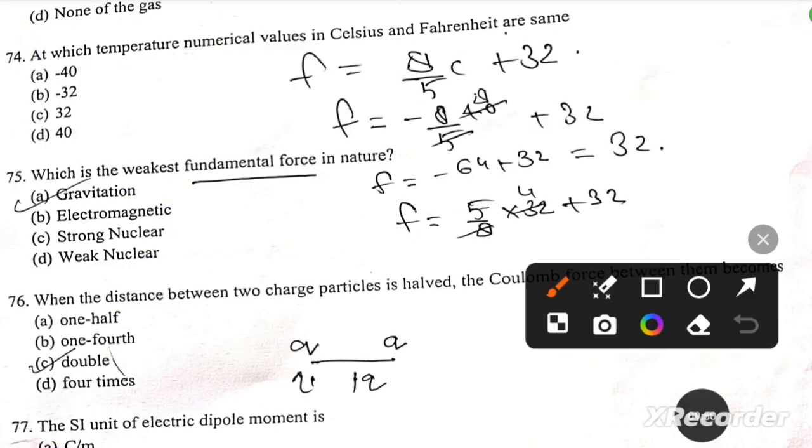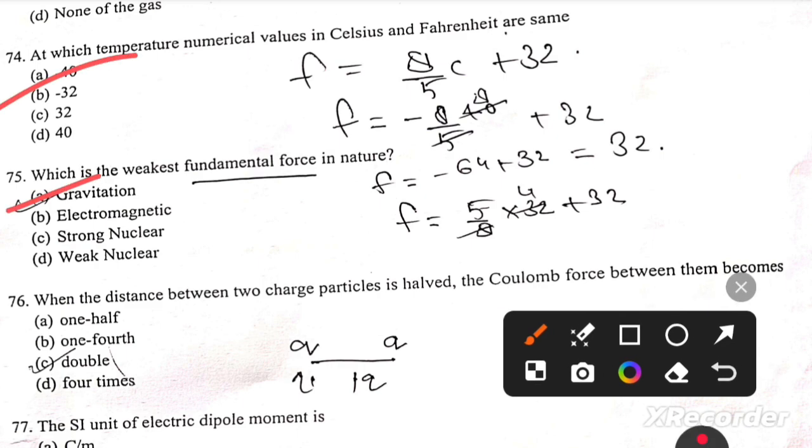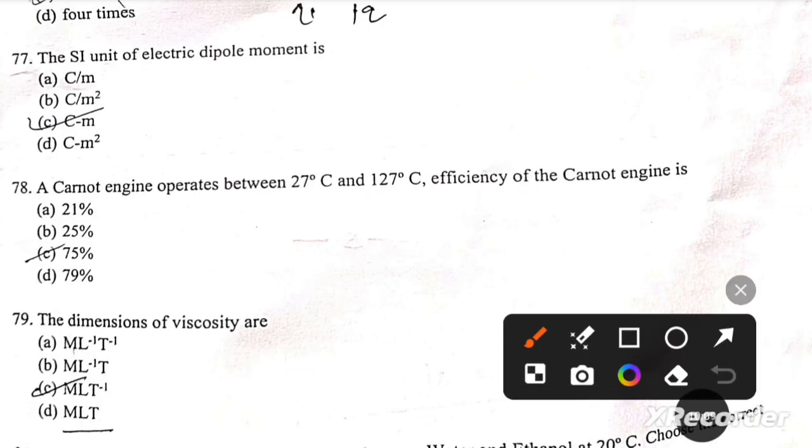Then question number 74. At which temperature are numerical values in Celsius and Fahrenheit the same? -40. Which is the weakest fundamental force in nature? Gravitation. When the distance between two charged particles is halved, the Coulomb force will become 4 times. Then question number 77. The SI unit of electric dipole moment. The answer is your option C.